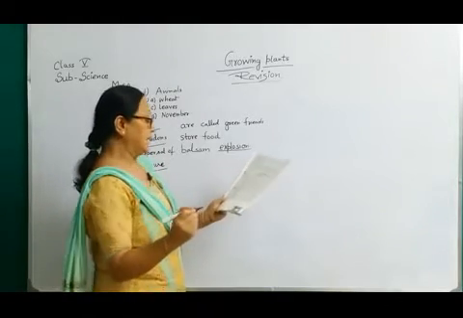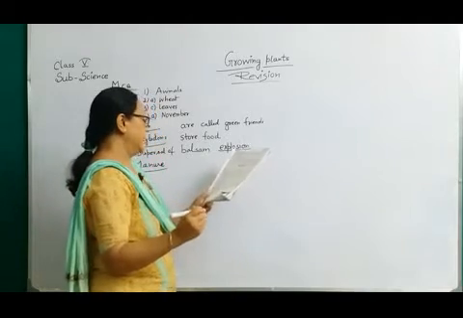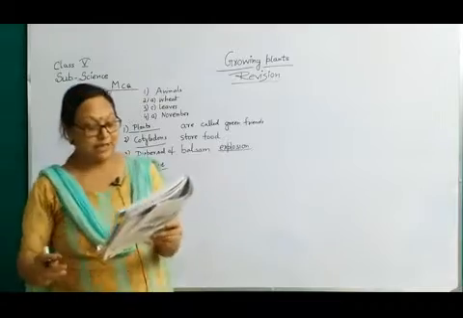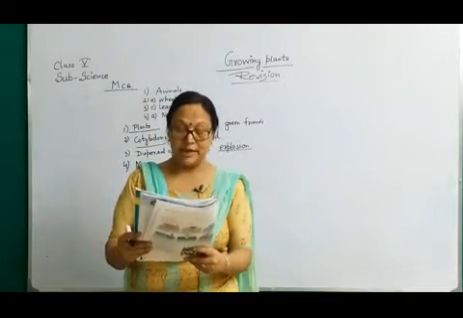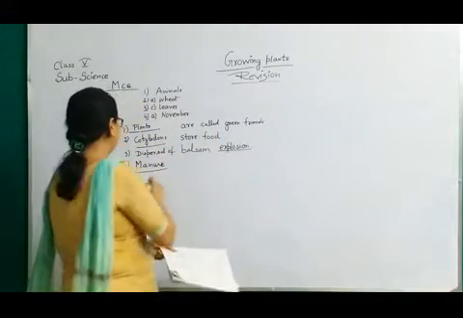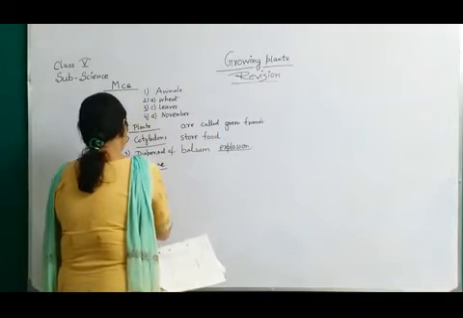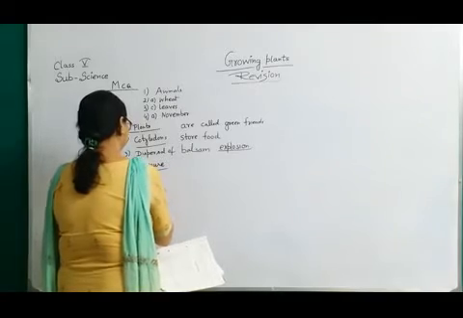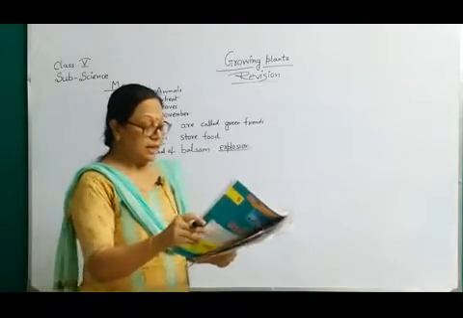Manure is added to the soil to provide nutrients. The last one: the buds of the potato are called eyes of the potato. So this is the answer. Fifth one, the answer is eyes. So that's all for the fill in the blanks.